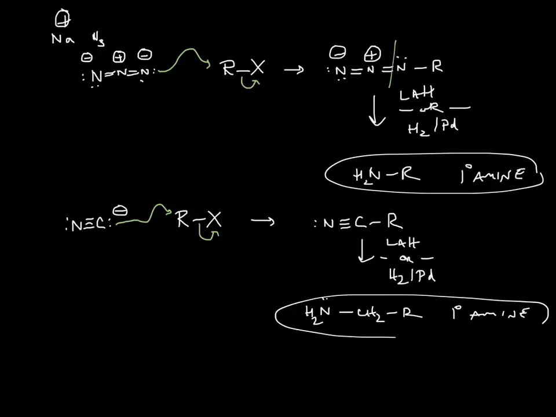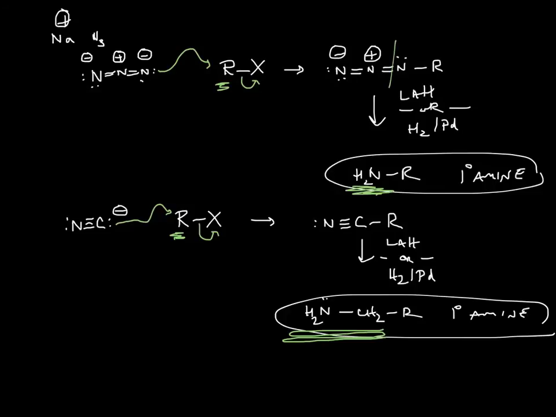There's a slight difference here. You'll notice that in one case, you started with this R group and you've just stuck on the amine. In this case, you've started with the R group and you've not only put on the amine, you've put on a CH2 amine. So this lets you make your carbon chain one carbon longer and attach the amine as well.